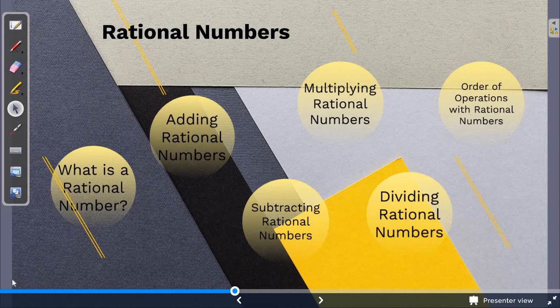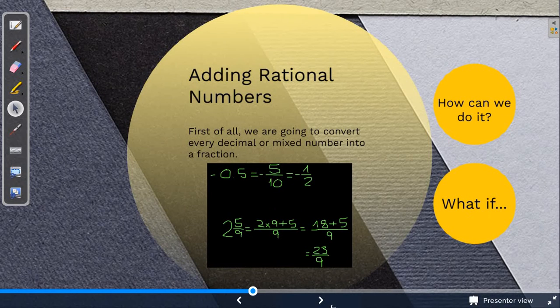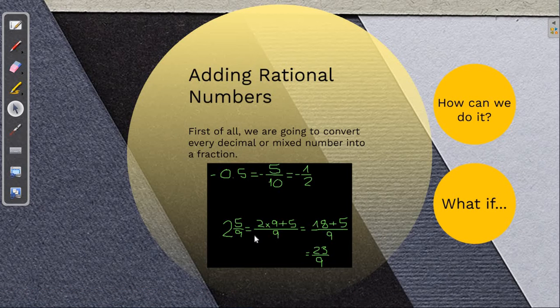Welcome to our new video, and today we're going to move on with this topic of rational numbers, this time with addition of rational numbers. So first of all, we are going to convert every decimal or mixed number into a fraction. So every single time that you see a decimal or a mixed number, you know that you have to convert it into a fraction.